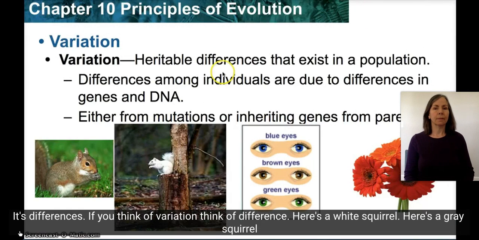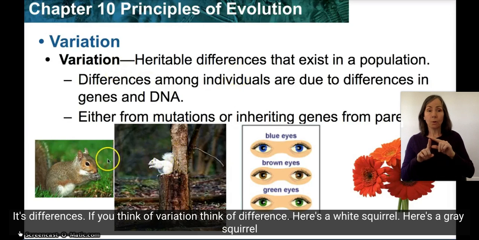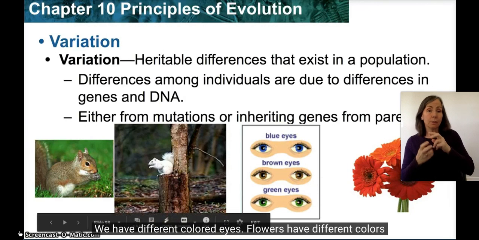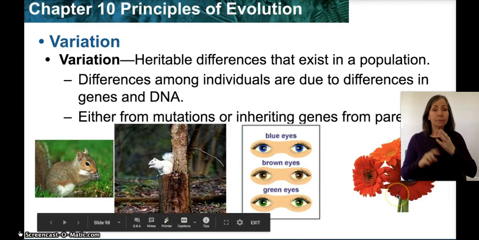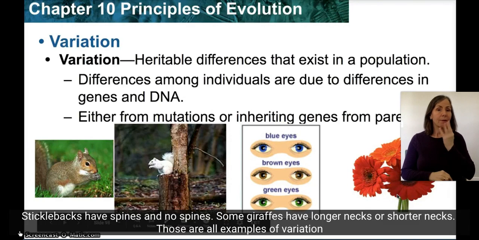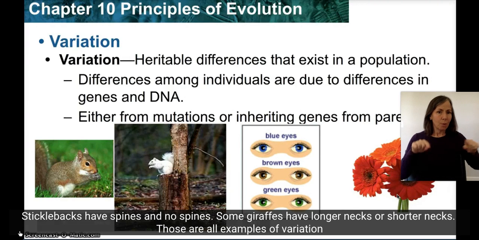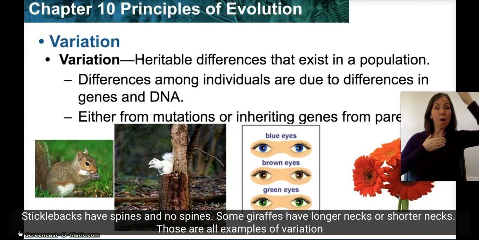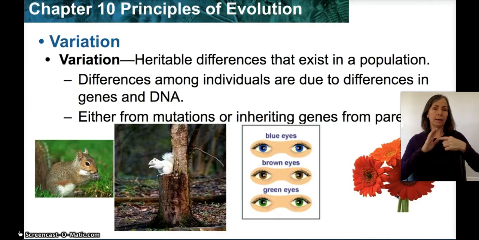It's differences. If you think of variation, think of difference. Here's a white squirrel, here's a gray squirrel. We have different colored eyes. Flowers have different colors. Sticklebacks have spines or no spines. Some giraffes have longer necks or shorter necks. Those are all examples of variation.